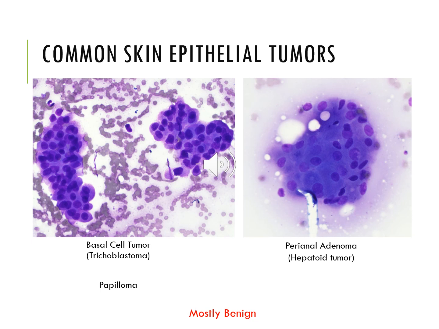On the right here, this is an example of a perianal adenoma. Again, mostly benign. There is a malignant variant of this known as perianal adenocarcinoma, but it's much less common, and it typically has much more criteria of malignancy present. So here with the perianal adenoma, we have these larger cells present, which actually look like hepatocytes, which is why it gets its second name, the hepatoid tumor.